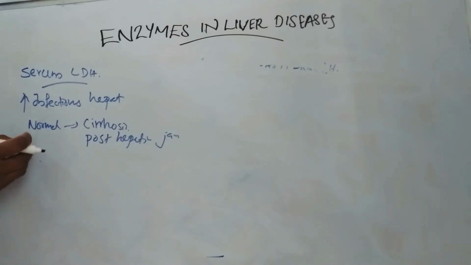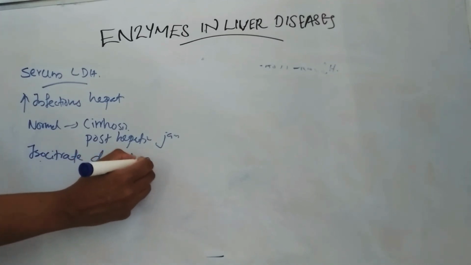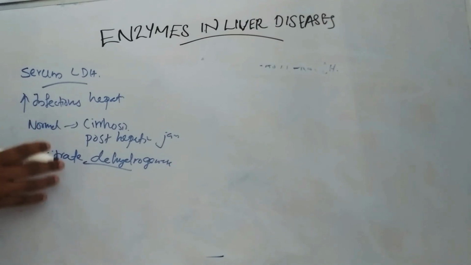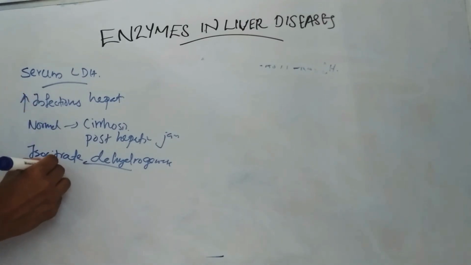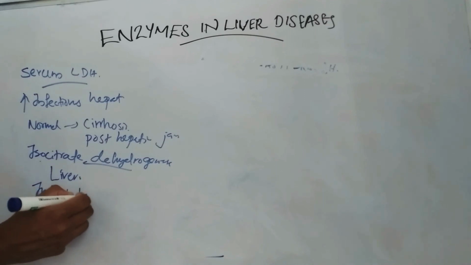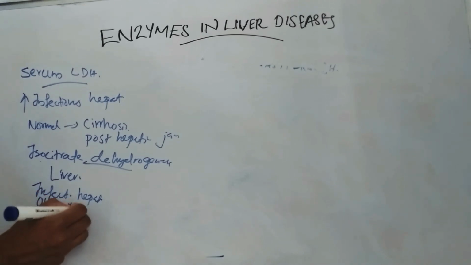The next one is serum isocitrate dehydrogenase. This is a specific enzyme found only in liver. In liver disease, a marked increase is seen. Large increases are seen in infectious hepatitis. In obstructive jaundice, there will be normal values.